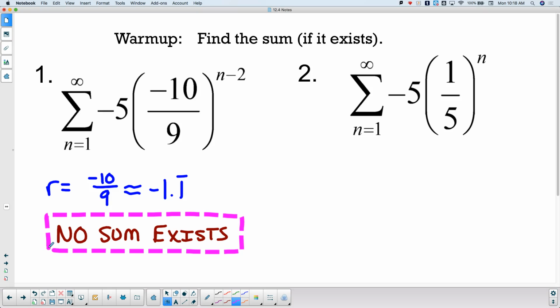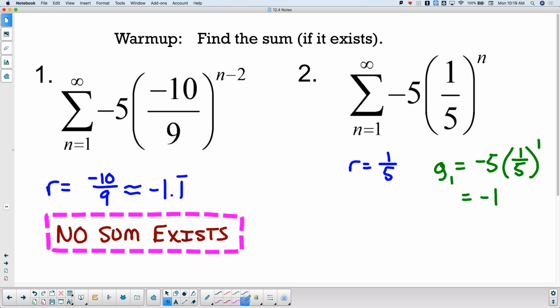Okay. Second one, can I get a sum? Yeah, what's my R value? 1/5. What's my first term? -1. Okay, because I take the starting value and I plug it into my rule, if you will, my function. Okay, so -5 times 1/5 is -1.